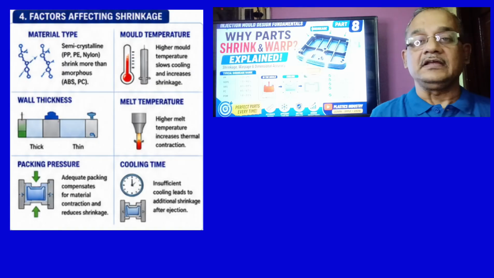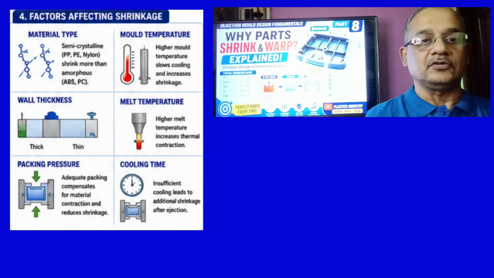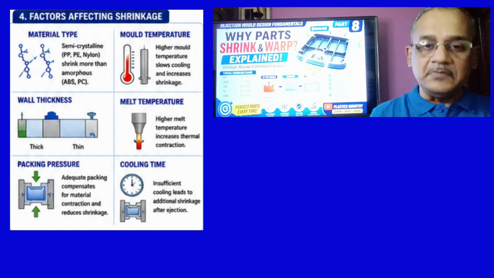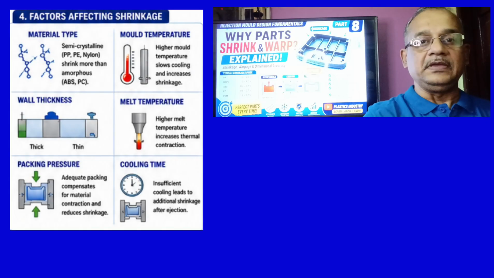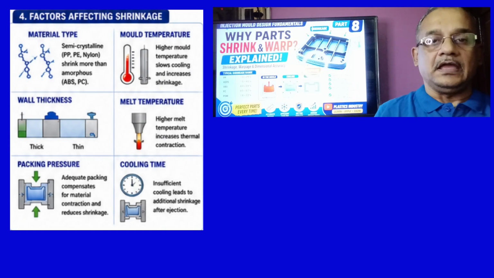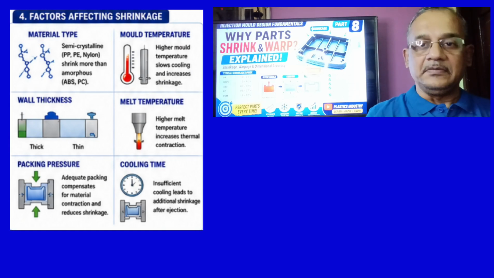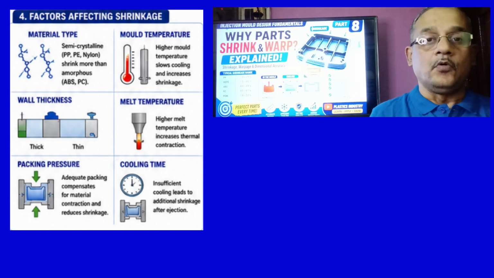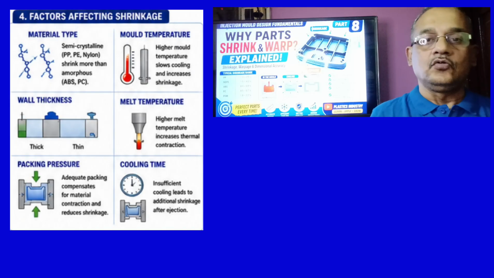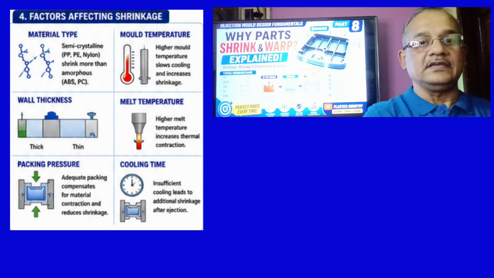Factors affecting shrinkage. Several factors influence the final size of the product. Number 1, material type. Semi-crystalline materials like PP, PE, nylon generally shrink more than amorphous materials like ABS and PC. Number 2, mold temperature. Higher mold temperatures can increase shrinkage because cooling is slower, allowing more molecular organization.